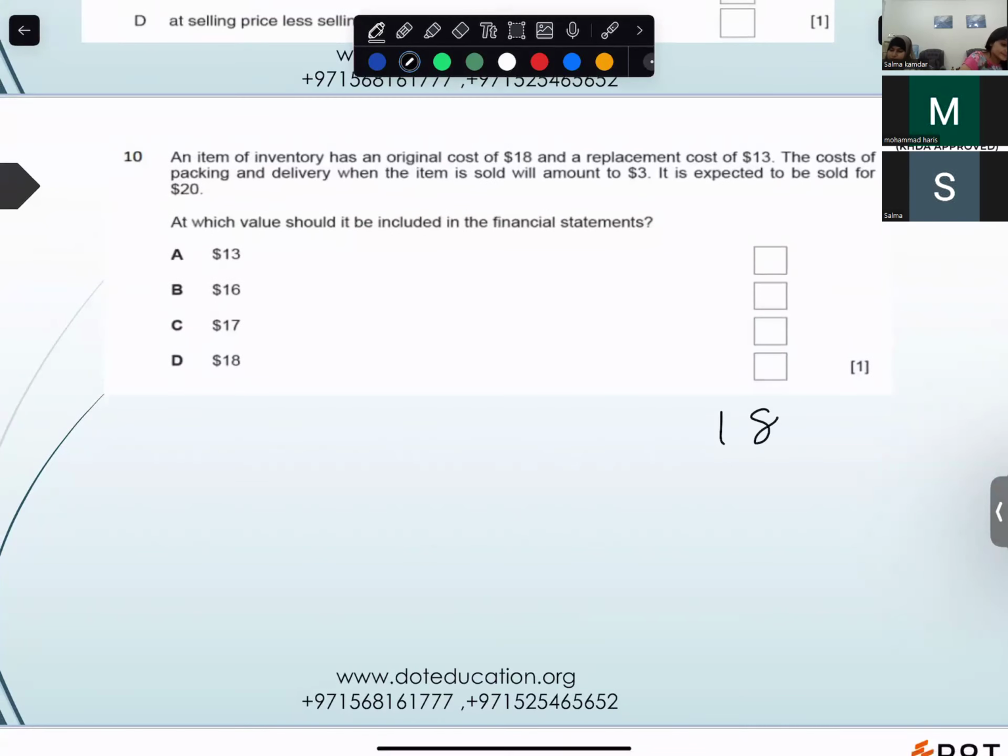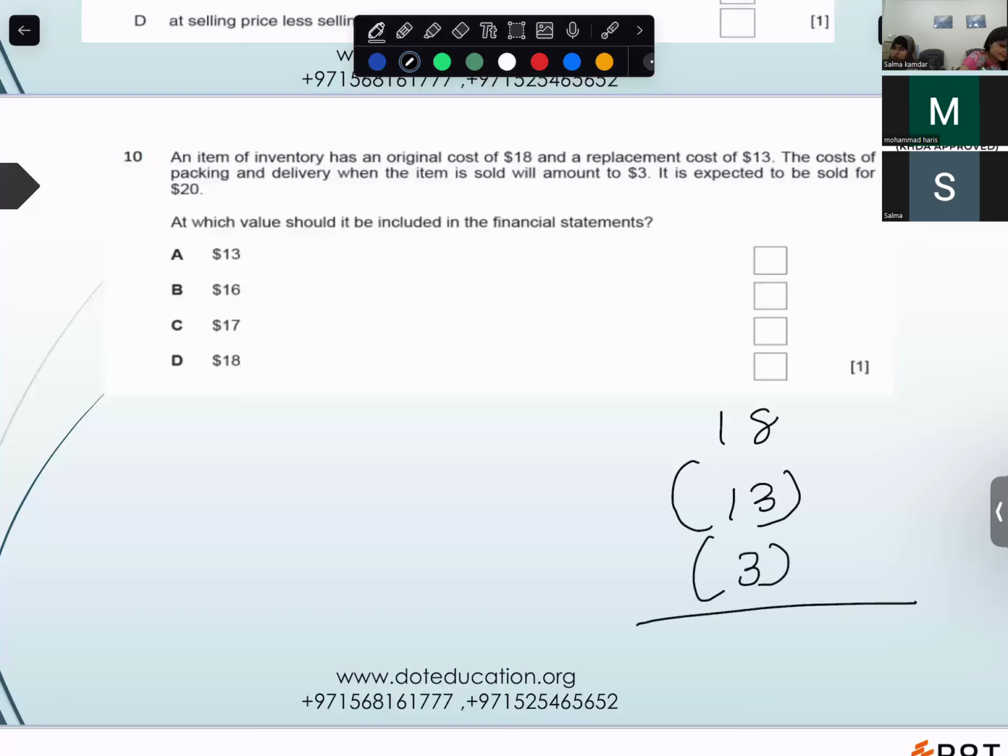Cost 18. Replacement cost 13. So 13. And 3 is packing and delivery. 18 minus 13 minus 3. 18 minus 16. 2. What is it? It is expected to be sold for 20. Yeah.